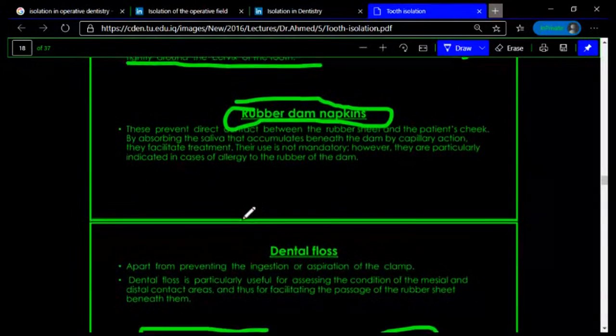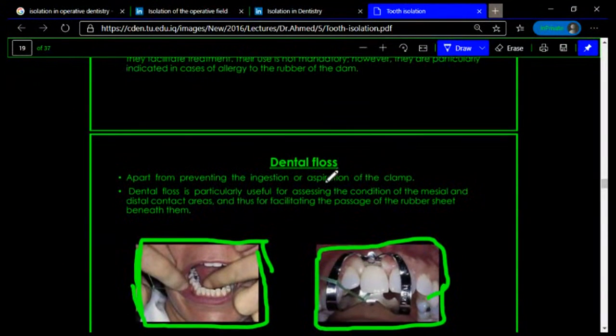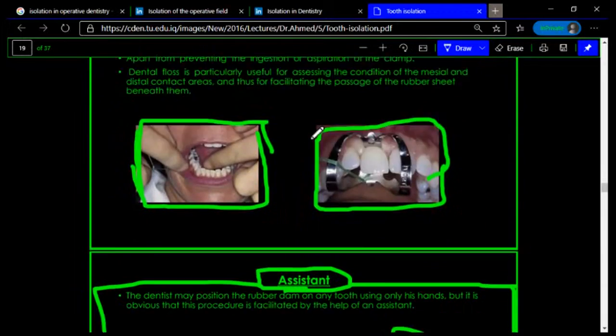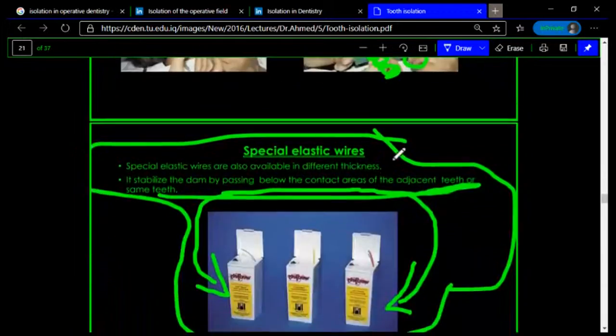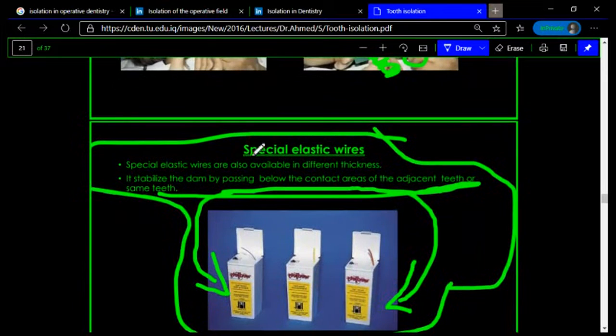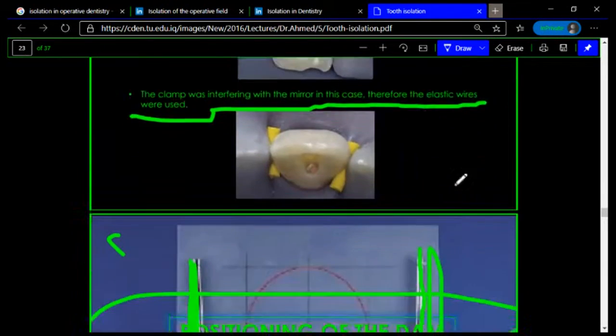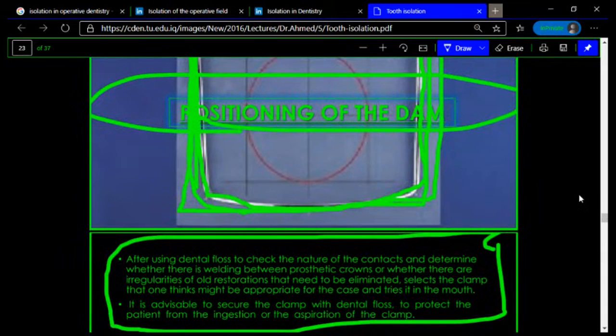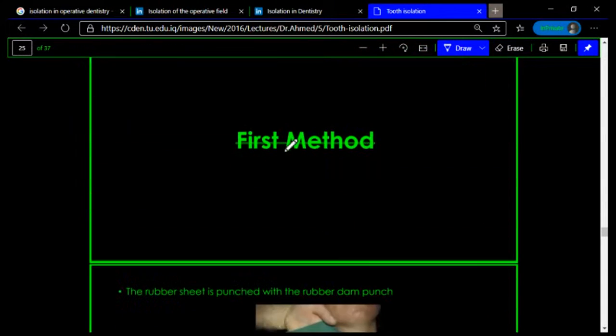And these are the dental floss, flossing between the teeth in order to fixate the rubber dam to the mouth. And we explained before the assistant's roles in helping the dentist fixate the dental rubber dam into the patient's mouth, and the special elastic wires used. This is the shape of the rubber dam.